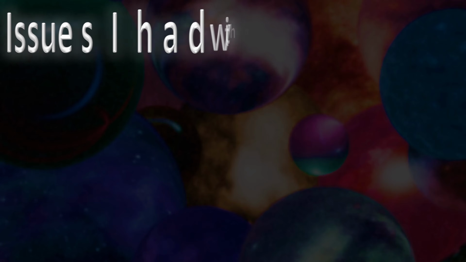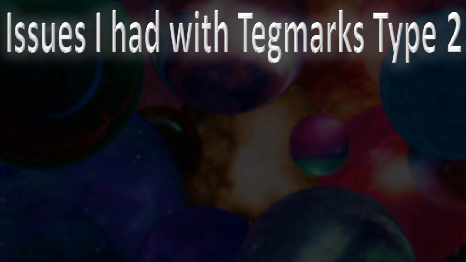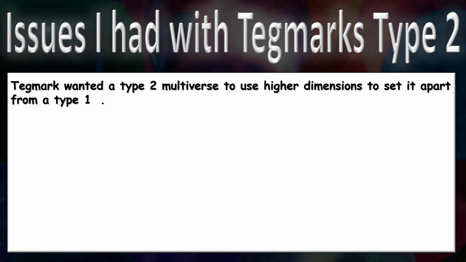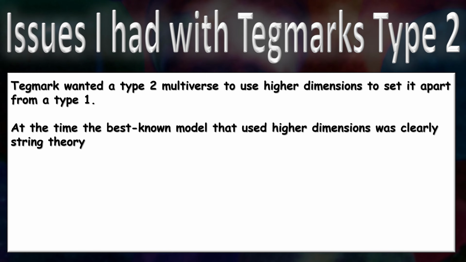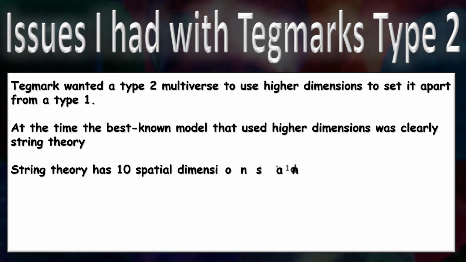Before I move on to level 2, I think I should talk about the issues I had with Tegmark's level 2 multiverses. The reason why I had these issues is because Tegmark's example of a level 2 multiverse, which he set in stone, was that of string theory, which has a 10 to 11 dimensional structure depending on which version of string theory you use, or how you look at it.